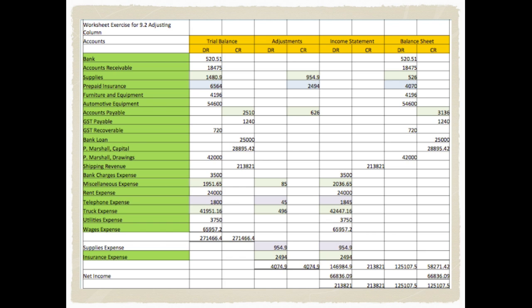The difference has to be equal to the difference you got in the income statement. So it is $66,836.09. And that actually is our net income. So what happens is we add up everything in our columns and for the balance sheet, and we get $125,107.50. So that's basically how we use the 8-column worksheet.